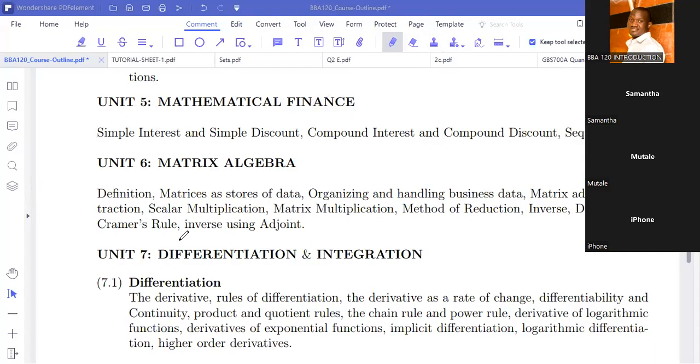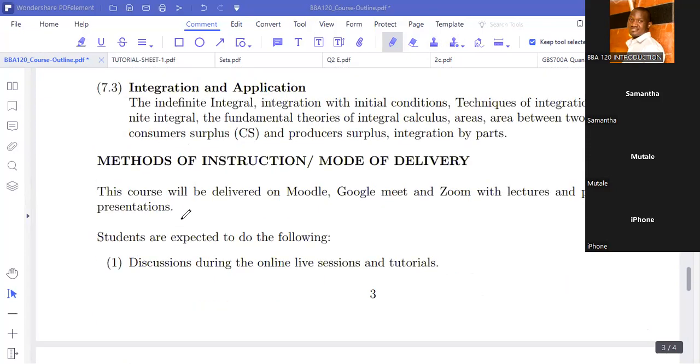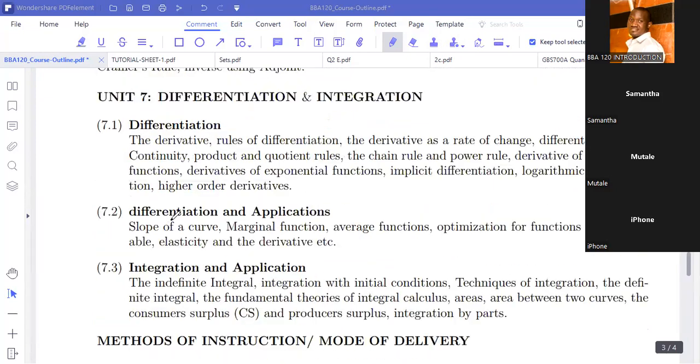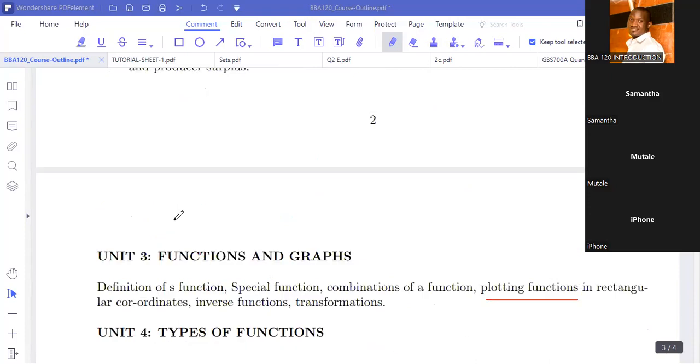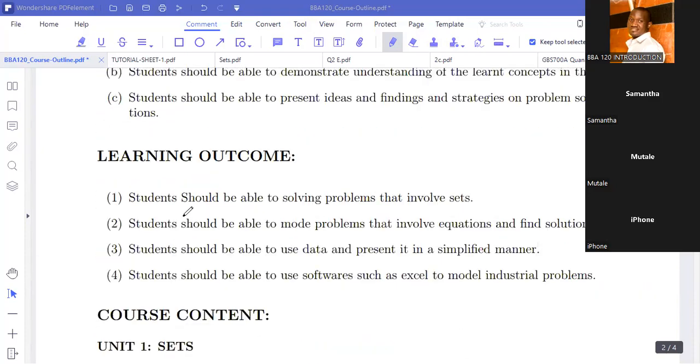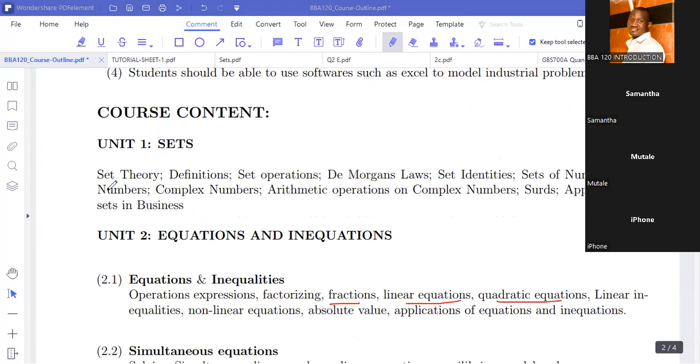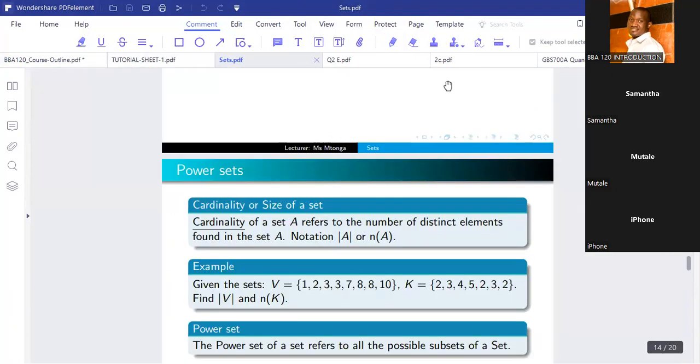So basically, this is how the outline is. For you, you basically need to know what is involved in the syllabus. That's the first thing you need to know. So I'll start with set theory as our first topic. So let's start with sets.